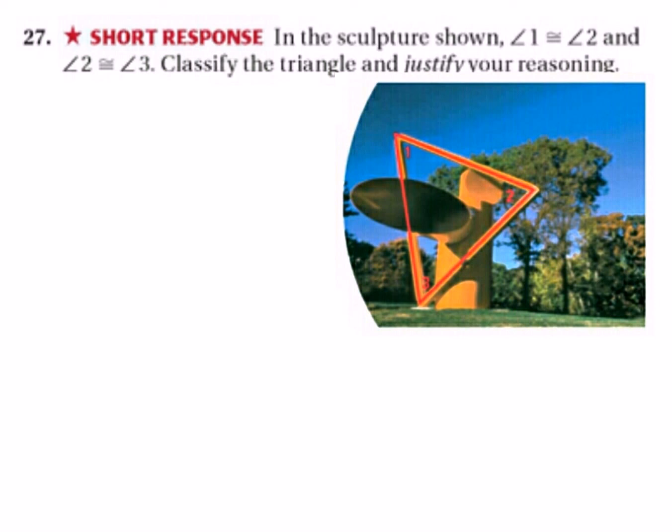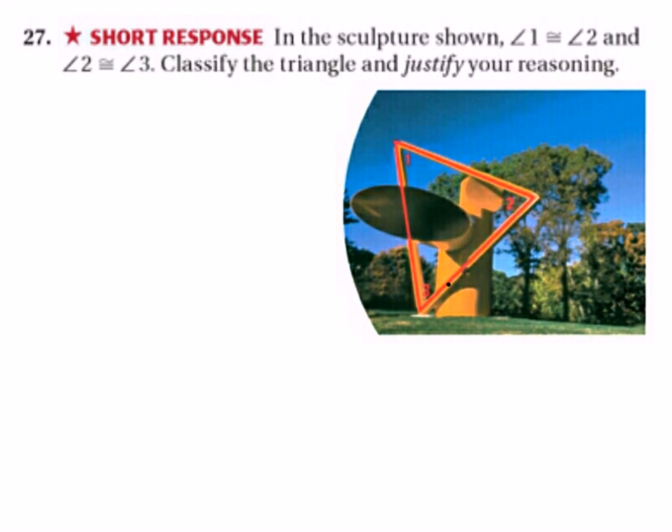Look at number 27. It says, in the sculpture shown, angle 1 is congruent to angle 2, and angle 2 is congruent to angle 3. Classify the triangle and justify your answer. If I look at the information, again, I see 3 different things. I see angle 1, angle 2, and angle 3. Notice I see angle 2 twice. So is it reflexive, symmetric, or transitive? So if I think about that, it is going to be transitive property.